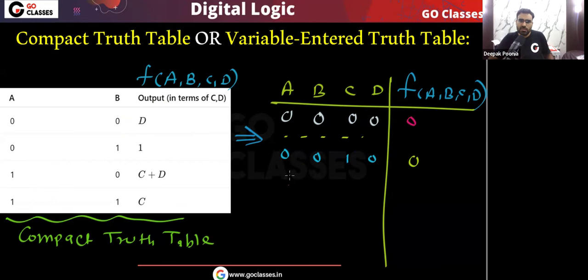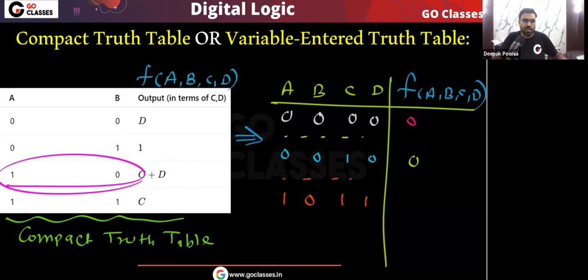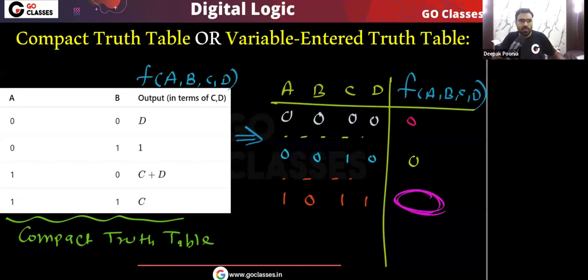Let's consider another row, for example 1 0 1 1. You can see when a is 1, b is 0, then the output is basically c or d. So when a is 1, b is 0, this output will be the same as c or d. 1 or 1, that will be 1. Very simple, right?